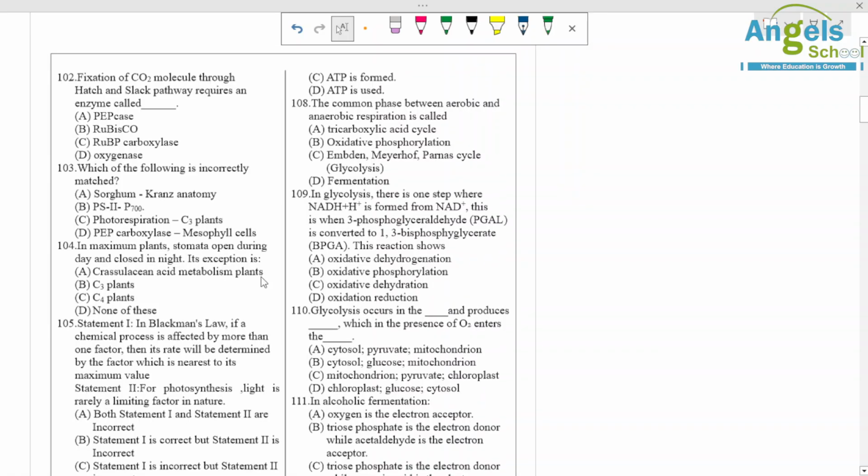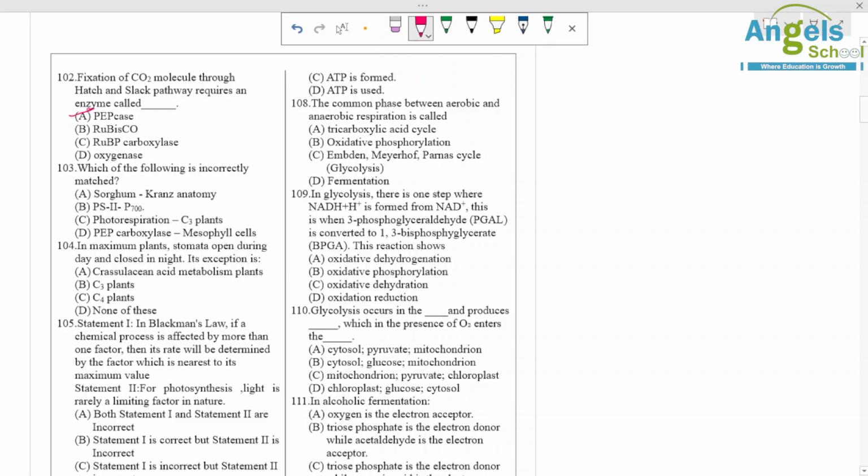Question 102. Fixation of CO2 molecule through Hatch and Slack pathway requires an enzyme called PEPase, Rubisco, RuBP carboxylase, and oxygenase. Okay, so Hatch and Slack pathway means the C4 cycle, and the first enzyme responsible for CO2 fixation is PEP carboxylase. PEP plus CO2 binds and forms oxaloacetic acid. That is the first reaction of the C4 cycle.